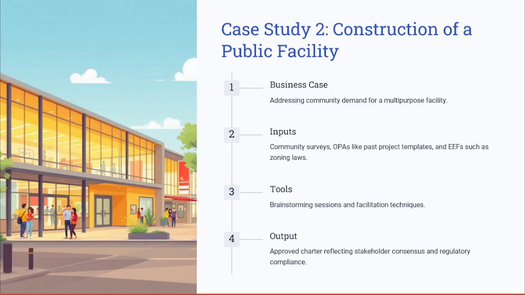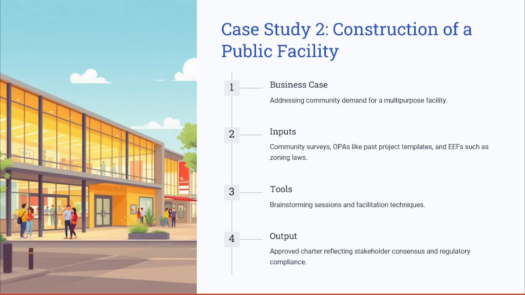Let's have another example of developing a project charter: a construction project of a public facility. For this project, stakeholder feedback through surveys revealed community priorities, templates from similar projects were referenced, while zoning laws influenced the project constraints. This collaborative process resulted in a project charter aligned with the community and the regulatory requirements.